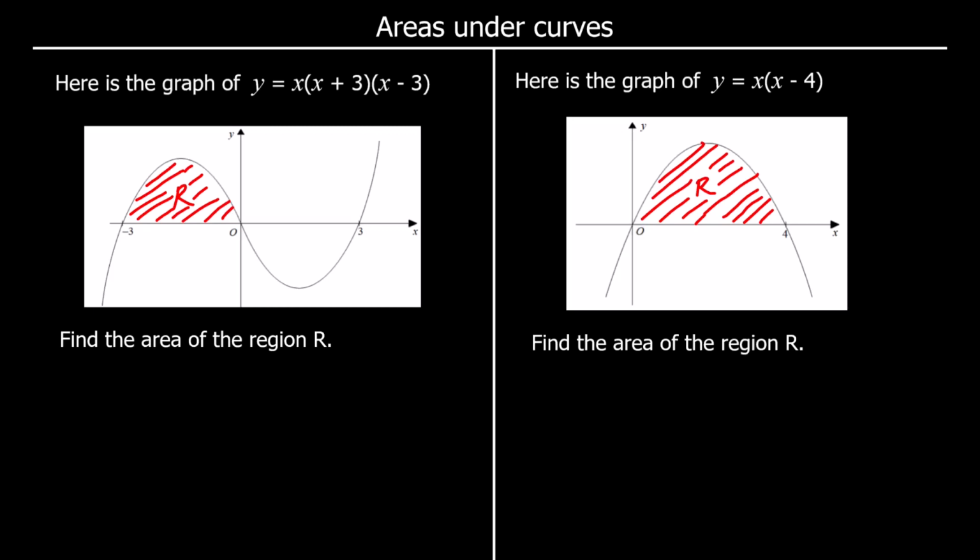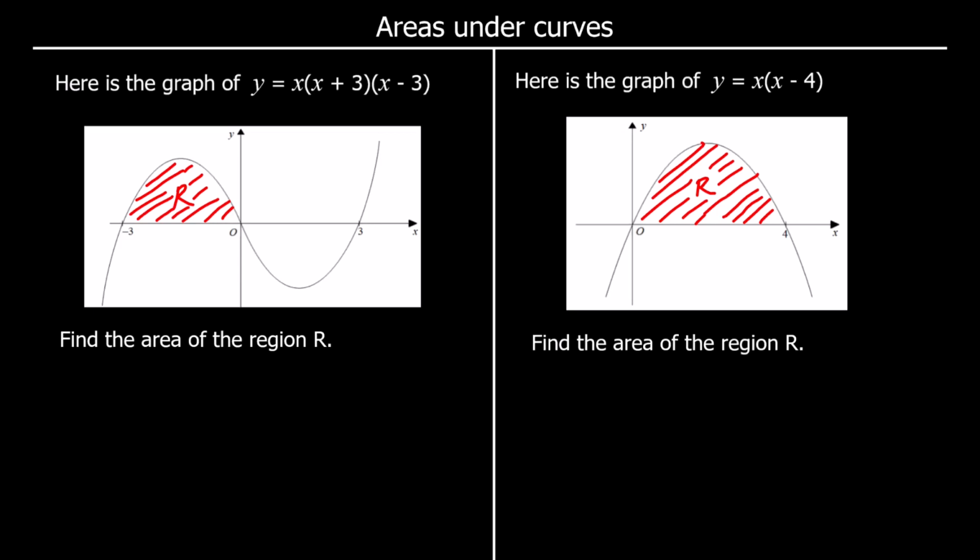We can use integration to find the area underneath a curve. So here we've got the graph of y equals x times (x plus 3) times (x minus 3). And we need to find the area of the region R. So we need to find the area between 0 and -3.